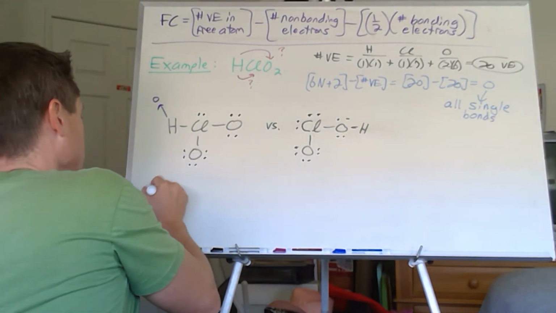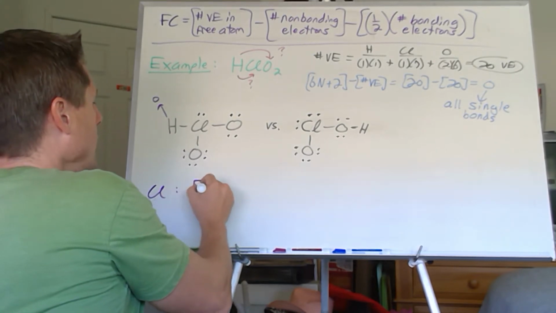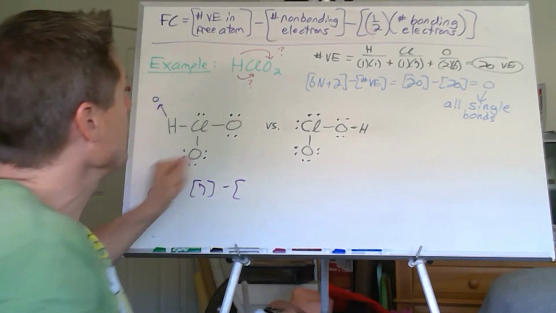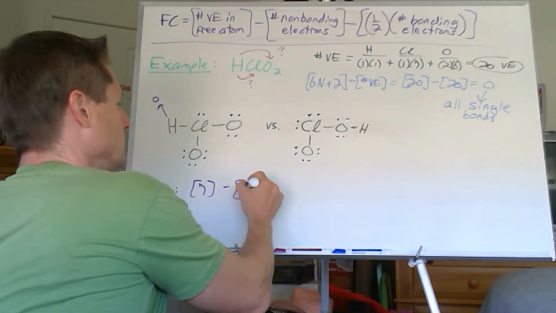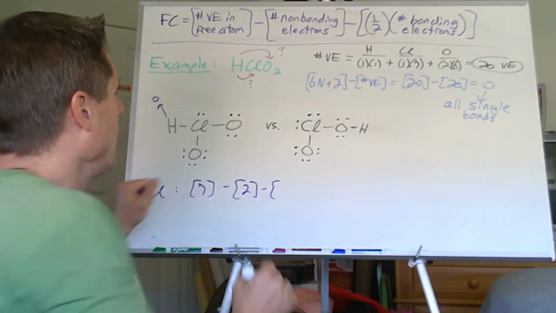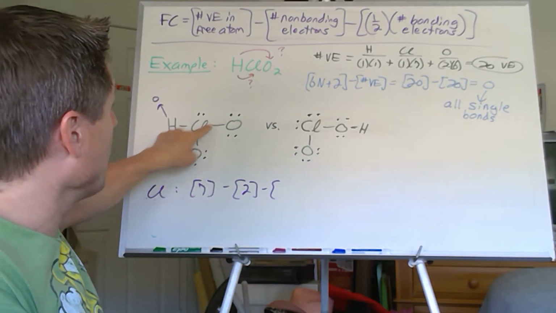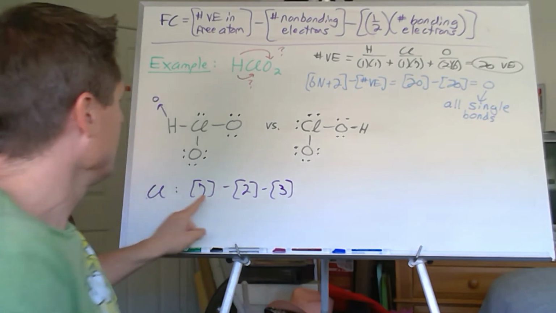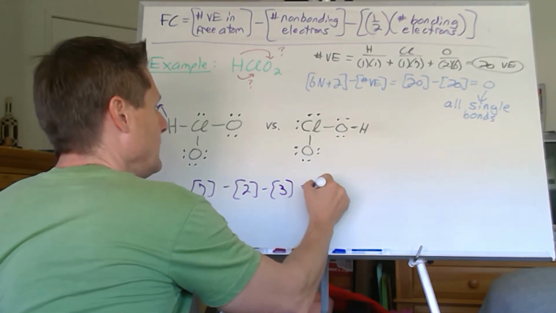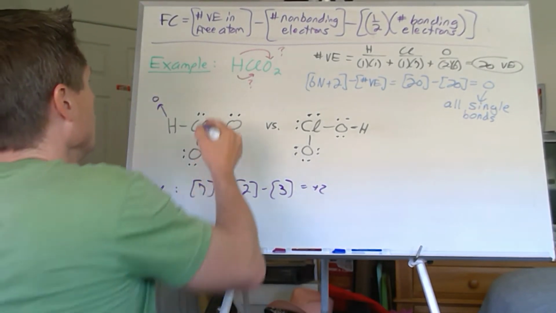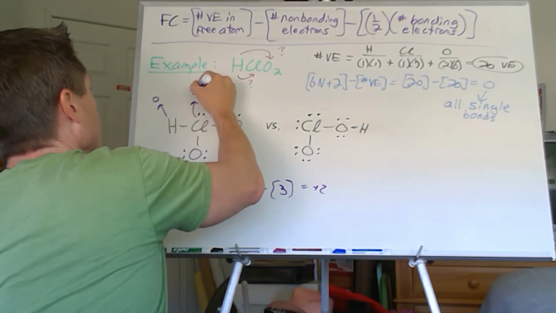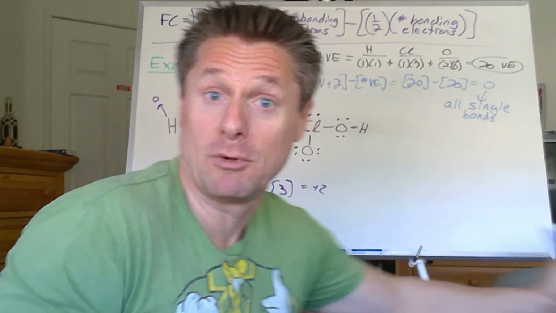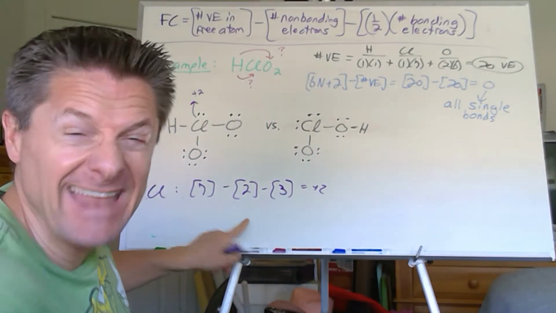Let's do the chlorine. Chlorine has 7 valence electrons in the free state, right? How many non-bonding electrons does it have? 2. Well, how many bonding electrons does it have? 2, 4, 6. What's half of 6? 3. So what's 7 minus 5? Plus 2. So the chlorine here has a plus 2 formal charge. Everybody good? You can probably do this in your head.